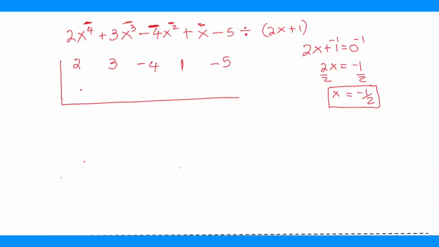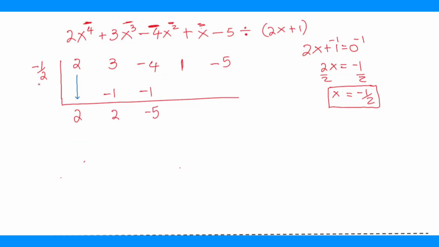Let's get into it. So we have -1/2 right here. What we're going to do is bring down our 2 here, and then we start the process. -1/2 times 2 will give you -1, and so we're going to add 3 plus -1, and that is going to give us +2. Then we're going to have -1/2 times 2, and that is going to give us -1. So -1 comes here. And then we're going to add -4 and -1, and that is definitely going to give us -5.